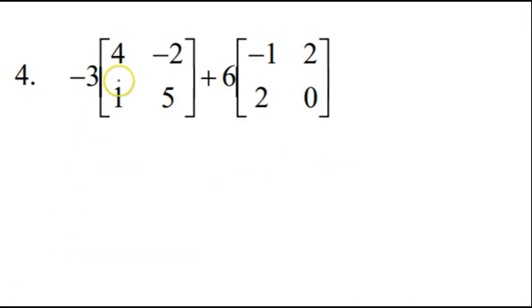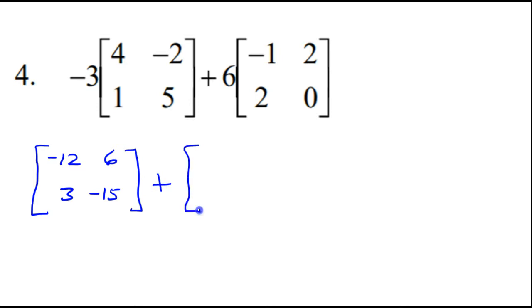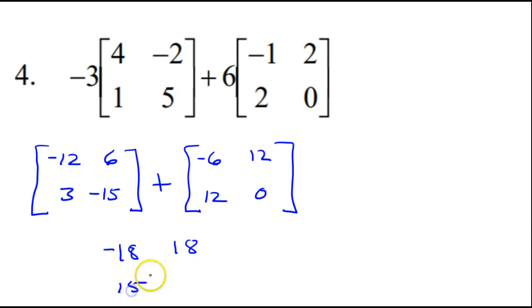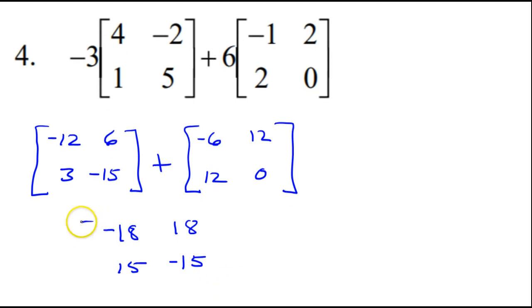Looking at number 4, I'm going to multiply by the scalars to start us off. So multiplying all of the elements by negative 3 gives us negative 12, positive 6, 3, and negative 15. Now multiplying by 6, I'm going to get negative 6, 12, 12, and 0. Now I can continue by adding the corresponding elements. So that's going to give me negative 18, positive 18, 15, and negative 15. So this will be the answer to number 4.